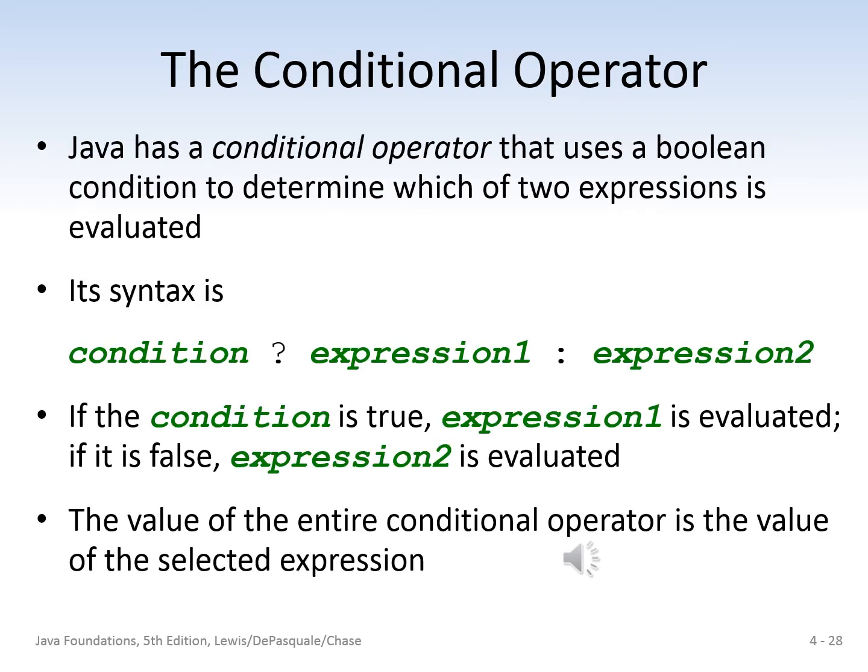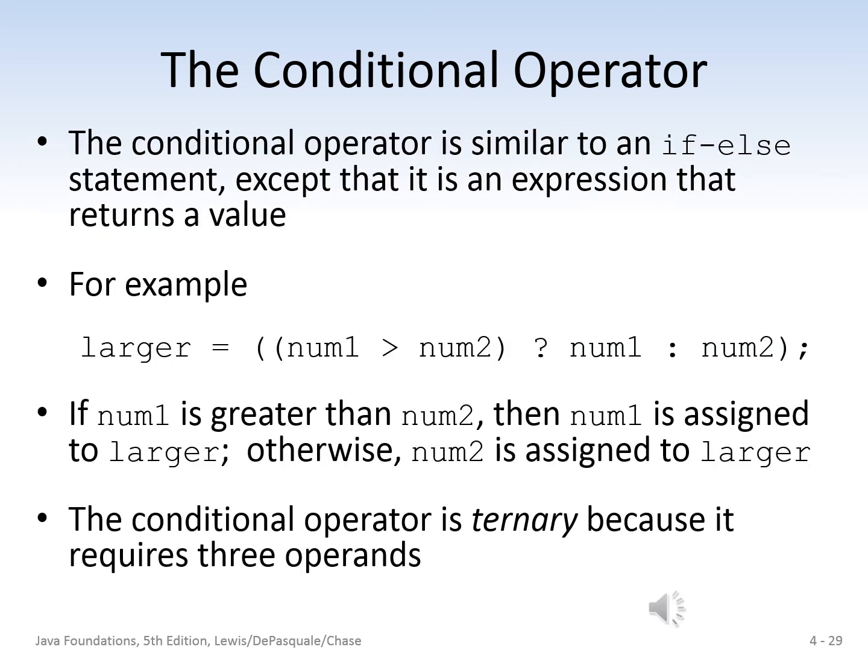Java also has a conditional operator that uses a Boolean condition to determine which of 2 expressions is evaluated. Here's the syntax. We'll take a look at an example in the next slide. Here's a coded example of the conditional operator. larger equals num1 greater than num2, and so if num1 is greater than num2, then num1 is assigned to larger, otherwise num2 is assigned to larger. It's considered a ternary operator because it requires 3 operands.